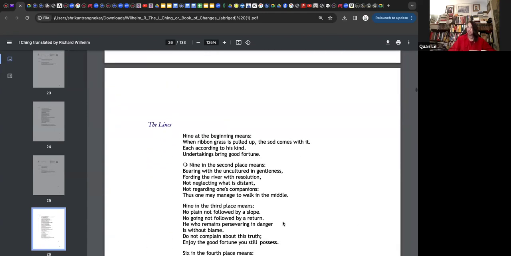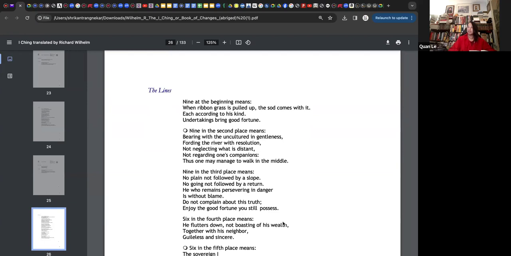Each according to his kind, undertakings bring good fortune. Okay. So here, let's not forget that epistemologically, it corresponds to the line of sense perception. So it means that here, you have to take it metaphorically, okay? When ribbon grass is pulled up, the sod comes with it. So it is something that is natural, that is part of the animal kingdom.